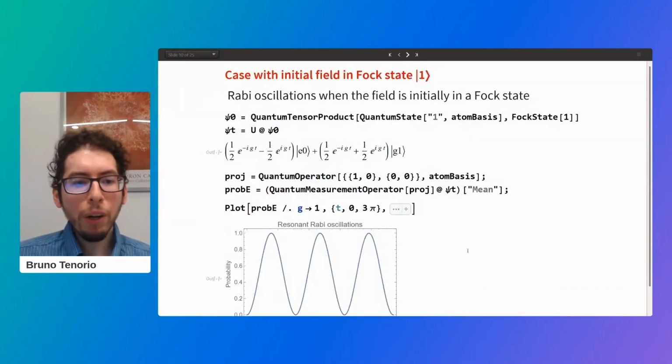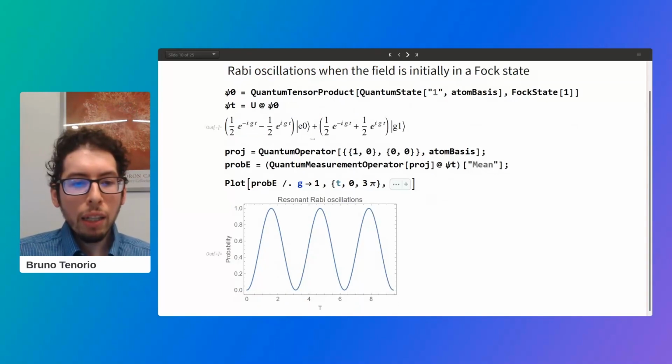Having this unitary operator, we can evolve different states. For example, let's consider an initial state such that the atom is in the ground state and the field is in a Fock state 1. We define the state, we apply the operator, and we get this resulting state as a function of time. We see this couples the levels G1 and E0. So there's an exchange of energy between those states. We define the probability of finding the atom in the excited state. And we plot it as a function of time, and we get these nice Rabi oscillations that go from 0 to 1, coinciding exactly with the semi-classical case.